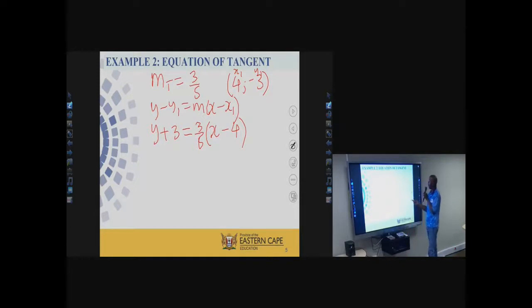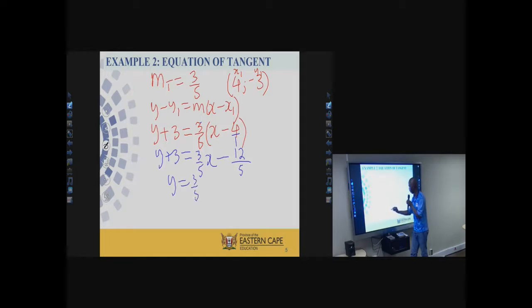But other learners will prefer to just remove the brackets and say I've got y plus 3 is equal to 3 over 5 times x is 3 over 5x, and 3 over 5 times minus 4. Remember, you multiply the numerators only and the denominators only. Remember, 4 is 4 over 1 as a fraction. So it's 3 times 4, which is 12, over 5 times 1, which is 5. Then you take that 3 over to that side, so you'll be having y is equal to 3 over 5x minus 12 over 5, and then minus 3.